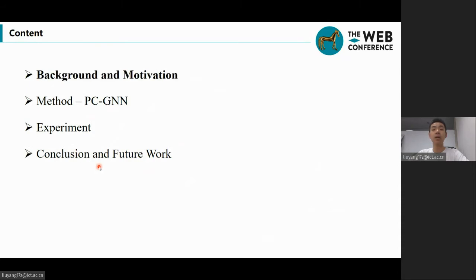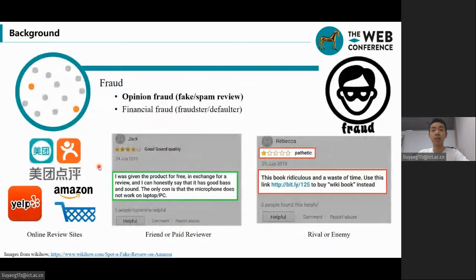The background of this work is fraud. Fraud is a serious crime that can result in very negative life-altering consequences. Today, we introduce opinion fraud and financial fraud as two examples. Opinion fraud is very common on online review sites like Yelp or Amazon. Research shows that 77% of people look at reviews before they purchase online.